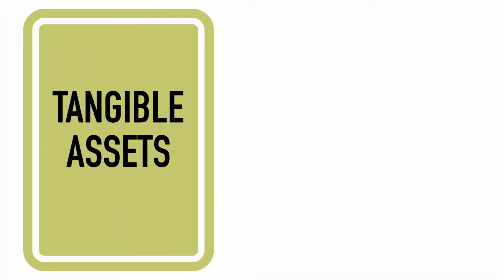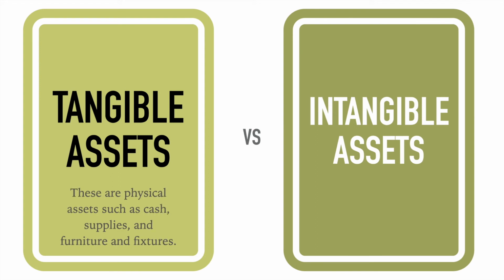Aside from the current and non-current assets, we can also classify our assets as tangible and intangible assets. So, tangible assets, these are physical assets such as cash, supplies, and furnitures and fixtures. Ito yung mga bagay na pwede mong mahawakan physically. Yung intangible assets naman, kabaliktaran nun, these are non-physical assets such as patents and trademarks.